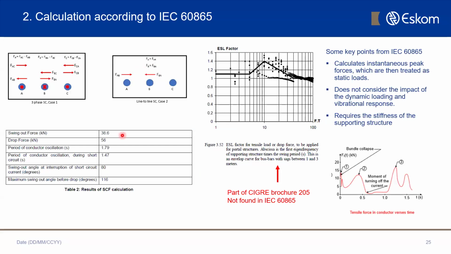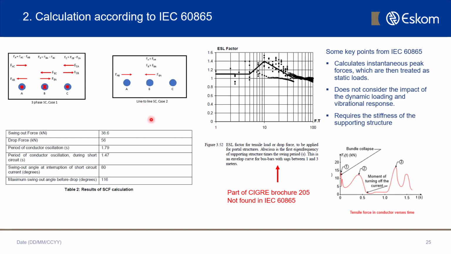The calculation done according to the code calculates your swing out force, your drop force, the period of conductor oscillation, and the angles that I've mentioned previously. Now, as Bilal has mentioned, you get a three-phase short circuit and you get a line-to-line short circuit. A three-phase short circuit would result in higher current, but the resulting short circuit force would be greater in a line-to-line short circuit because some of the components of attraction and repulsion cancel out in a three-phase short circuit. So usually the line-to-line short circuit is going to result in the greater tension in the conductor.